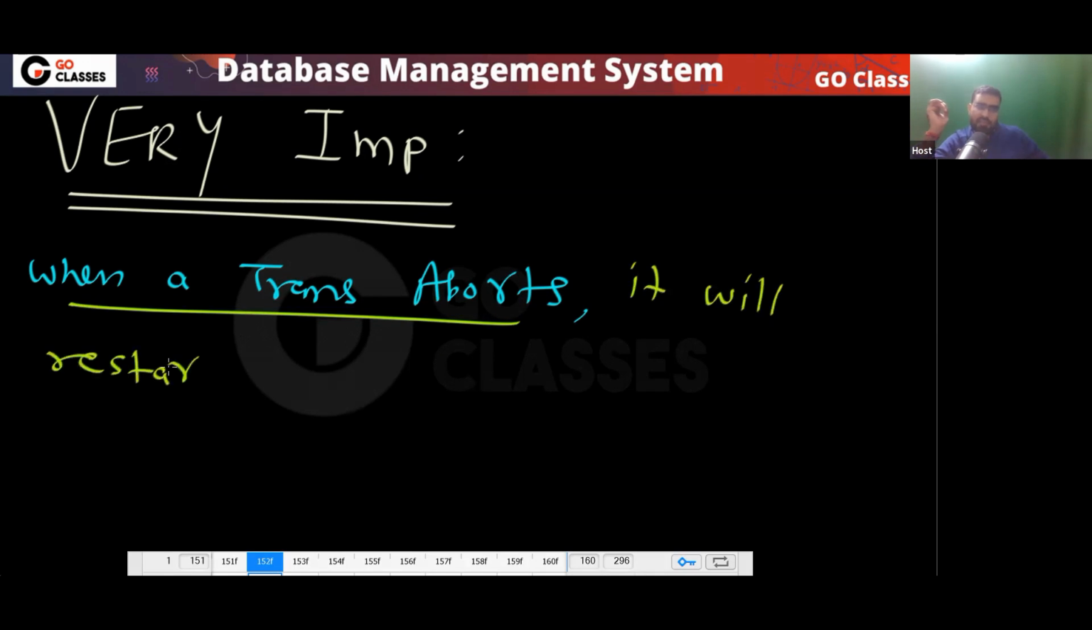It will restart after some time. Okay, it will restart after some time. So the timestamp will be what? The original. Why? What is the reason? Tell me, what is the reason?